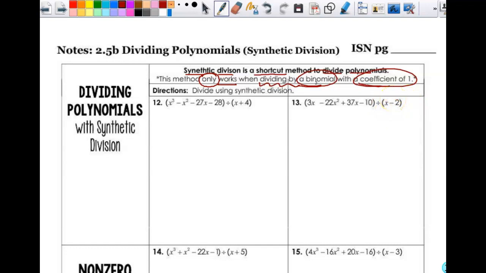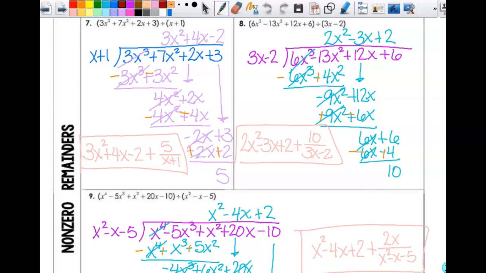So if we look quickly at some of the questions we did yesterday, here we divided by a binomial, but the coefficient was not 1. So I could not do this same problem with synthetic division. Here, we had a coefficient of 1, but this is not a binomial, so I could not use synthetic division on this. This one, it's a binomial. The coefficient is 1. I could have done long division or synthetic division. Yesterday you didn't have a choice, but if this problem was to come up again, then you could choose either way. All right? Do we get that? So be careful. You can't always just use it because you think you would rather do it that way.